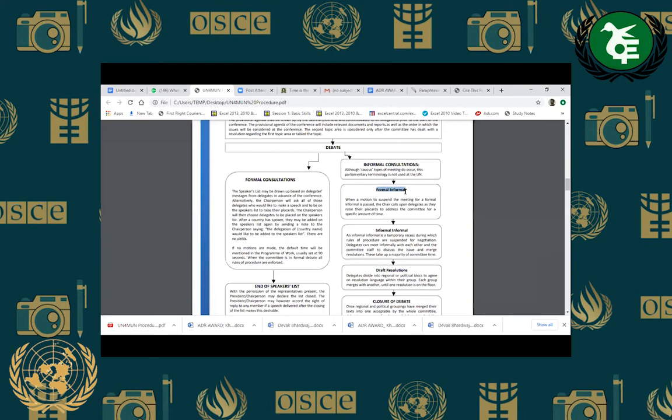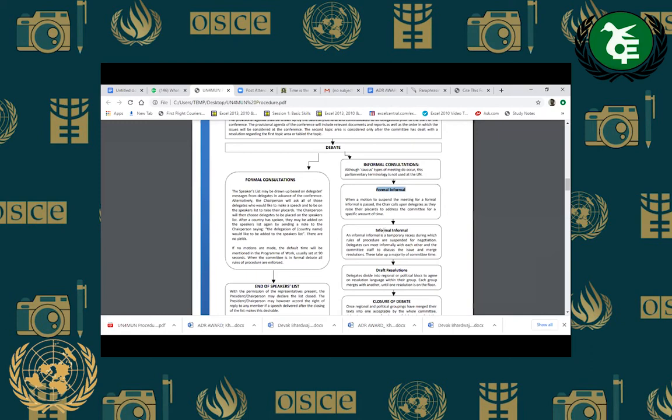So you have a similar structure as a formal consultation, but the difference is that this is time bound. You have to specify the amount of time for which this will be placed, and the total number of speakers who will be speaking here. That's what will be established in the formal informal.